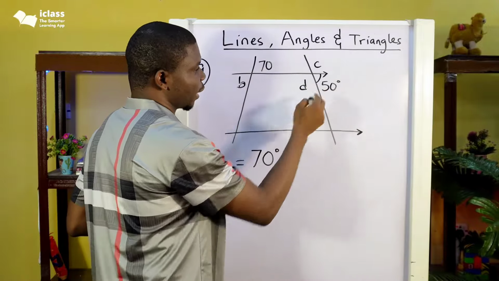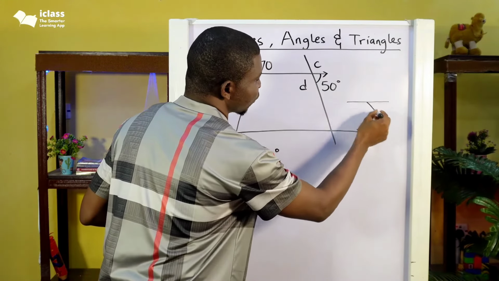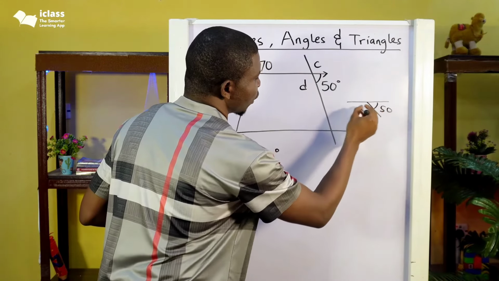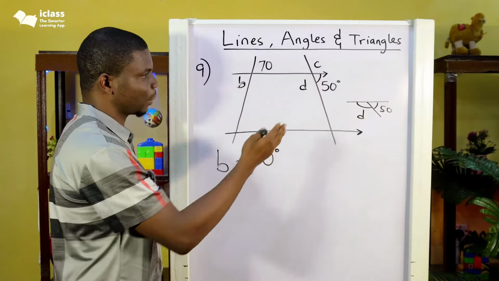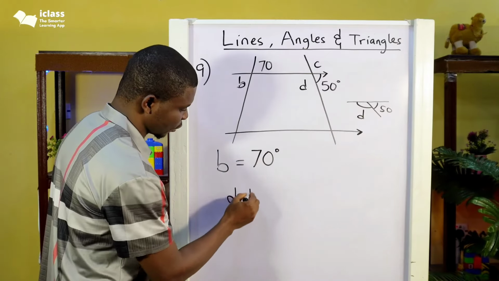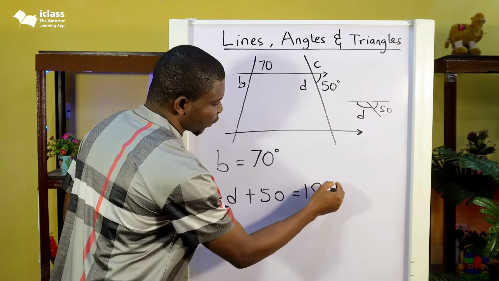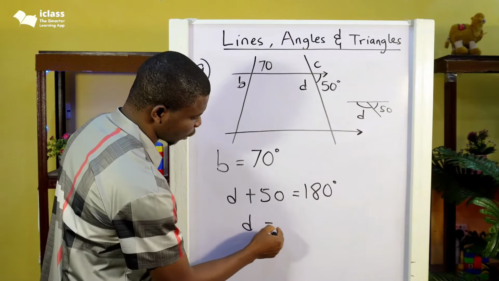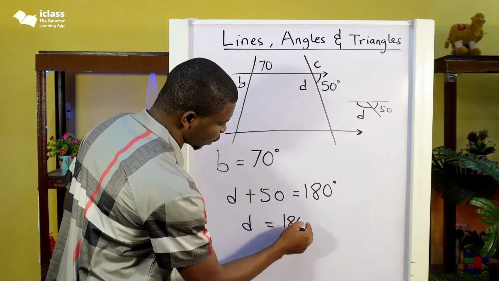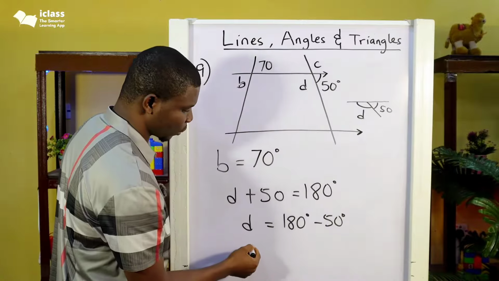What else? How about we get D? This is a straight line. This is a straight line. And then we have 50 degrees, and then we have D. So what would D be? D plus 50 should give us 180 degrees because the sum of angles on a straight line is equal to 180 degrees. So D is equal to 180 degrees minus 50 degrees. So our D will be what?